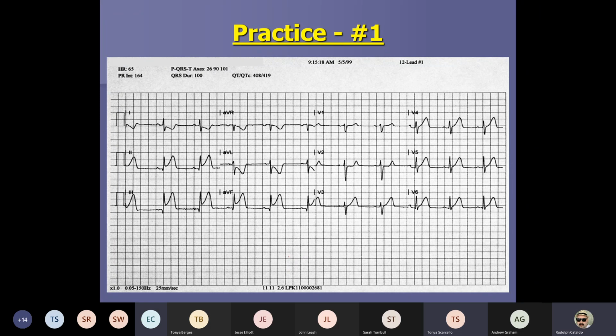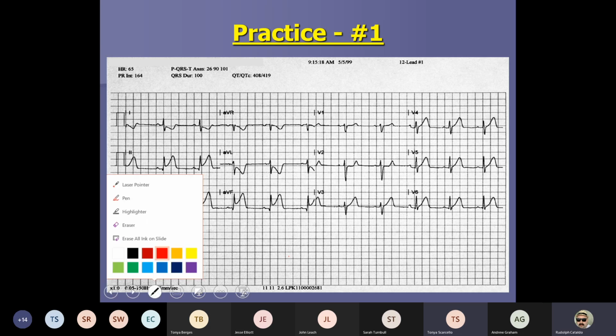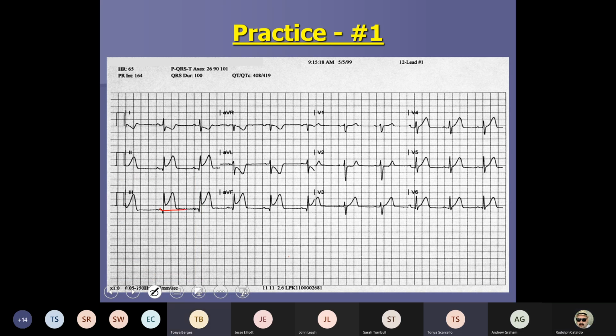Okay, call out a lead and we'll look at it. II or III, aVF. Yep, and that's clear as day elevation. If I was to draw baseline on those, here's aVF, there's II. We're elevated above baseline, a good 2 to 3 millimeters in each lead. Where else do you see elevation?